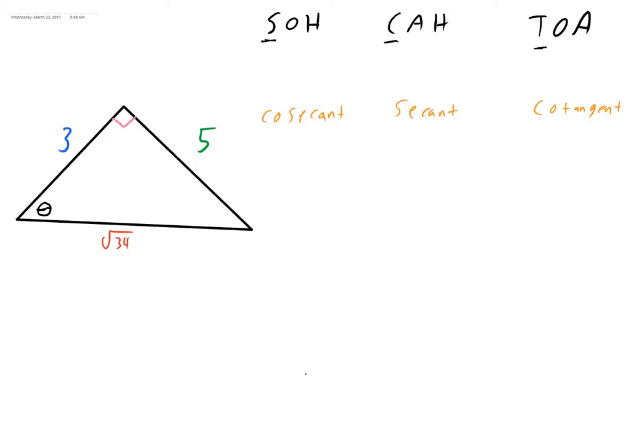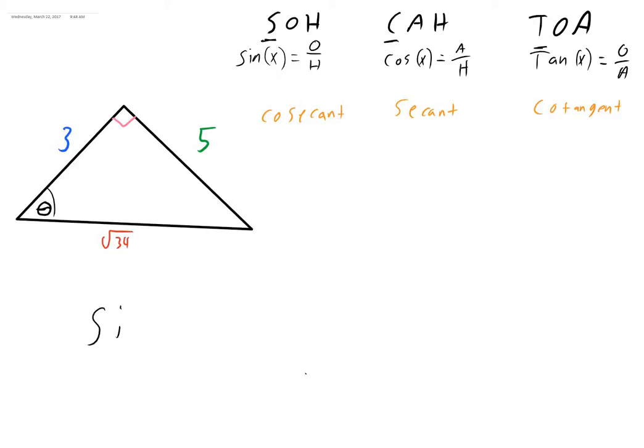SOHCAHTOA is just an acronym or a mnemonic device to help us remember what the functions are, and that is sine of theta. In this case, this is theta right here. Sine of that angle, right? Sine of theta is opposite over hypotenuse. And then cosine of that theta term is going to be adjacent over hypotenuse. And then tangent of that is going to be opposite over adjacent. So let's first write out what sine is.